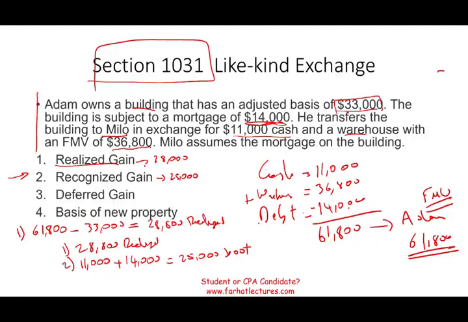Okay, good. So we figured out the realized gain and the recognized gain. Simply put, how much gain was deferred? It's not $28,800. Deferred means Adam will be taxed on that gain later. The difference between those two, the amount not recognized, is deferred. It doesn't get erased, it just gets deferred. Deferred means it's part of your basis into the future. Now, how do we reflect this deferred gain in the basis? We're going to find out in a moment.